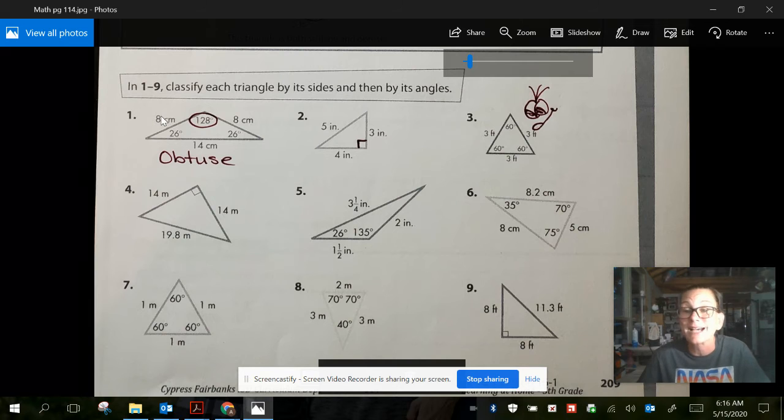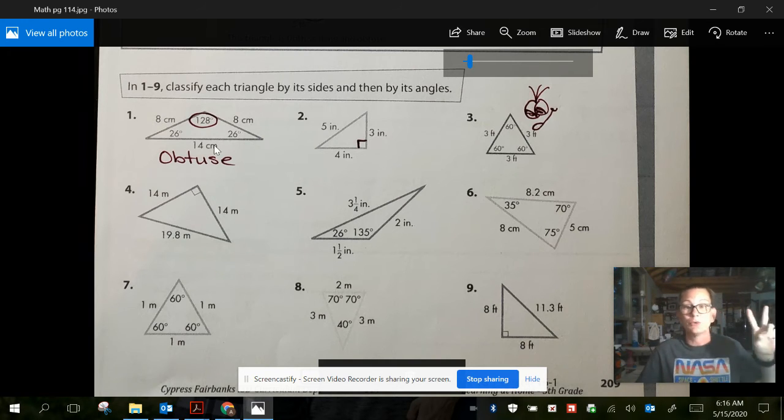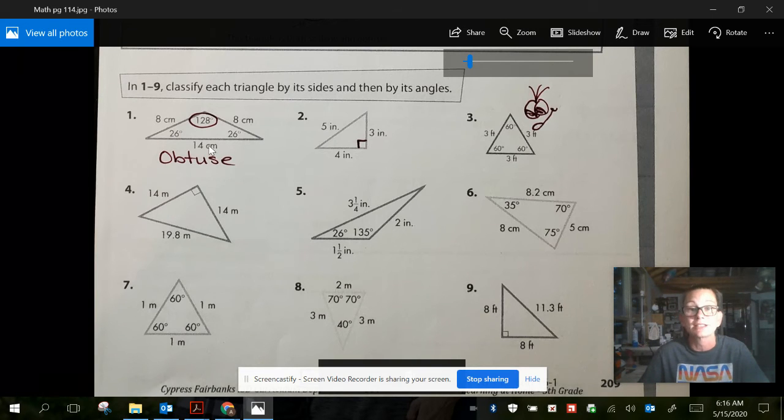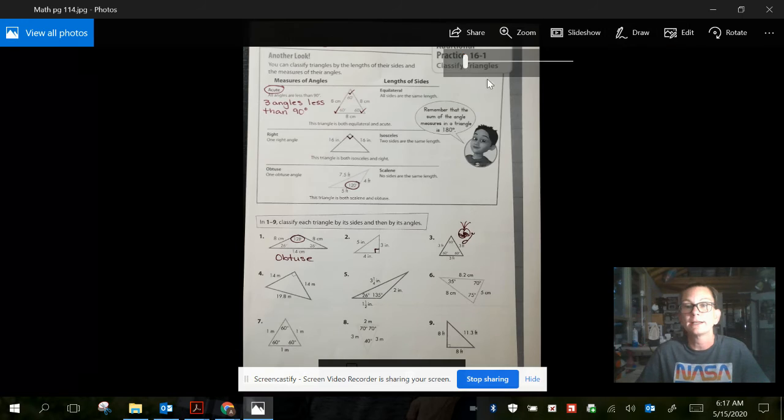Now let's look at the sides. We have 8 centimeters, 8 centimeters, and 14. We have two equal sides. Two equal sides is called an isosceles triangle. So make sure you look at all these and figure that out. Remember, when you have three acute angles, like number 3, 60, 60, and 60, and three equal sides, we're talking about an equilateral triangle. Now, let's zoom out real quick.